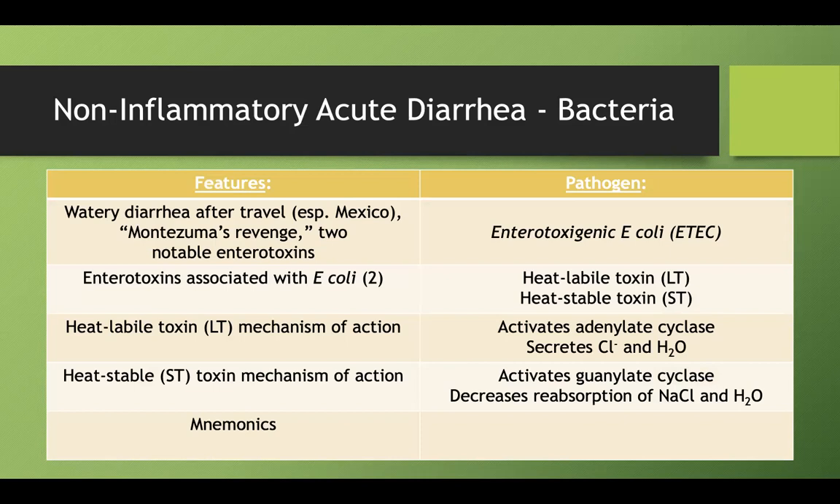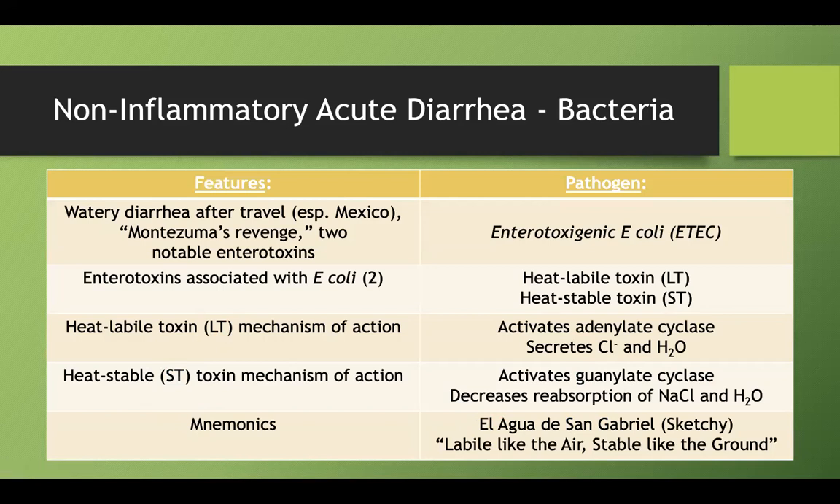A couple mnemonics that you might be familiar with for telling the difference between LT and ST: Sketchy uses a mnemonic. They show that picture and they show El Agua de San Gabriel, where the L and the A go together. So that'll tell you that LT activates adenylate cyclase, and the heat-stable toxin, which is ST, will activate guanylate cyclase. My favorite mnemonic for this, I think I saw it in First Aid, I could be wrong though, is labile like the air, stable like the ground. That always helps me remember that the LT is associated with adenylate cyclase activation, whereas the stable toxin, the ST, is associated with guanylate cyclase, the G. So whatever works for you to remember this, but this is definitely tested.